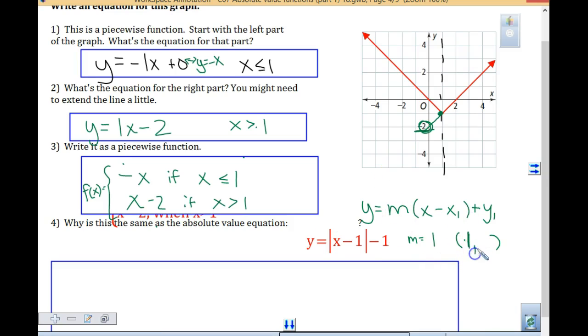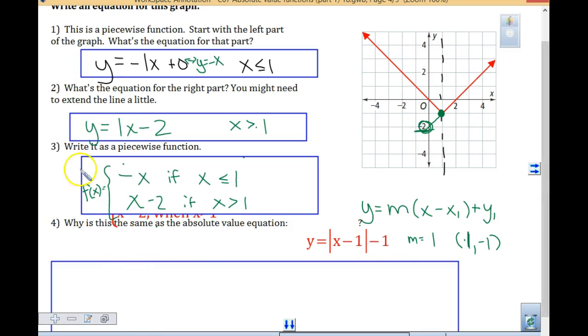What would the y coordinate be? Negative 1. Look at where this point is. 1, negative 1. What's the slope of this line? 1. What's the slope of this line? Negative 1. So, it says, why are these the same? I want you to take a look.